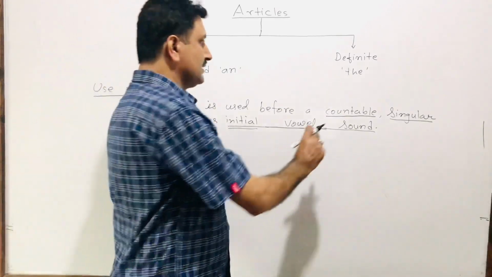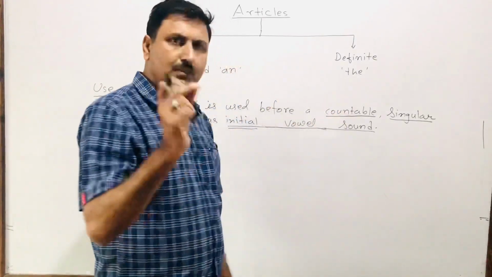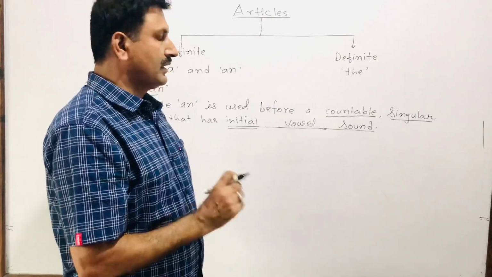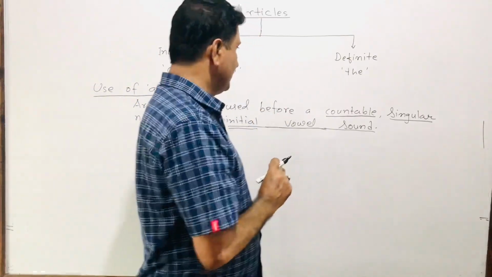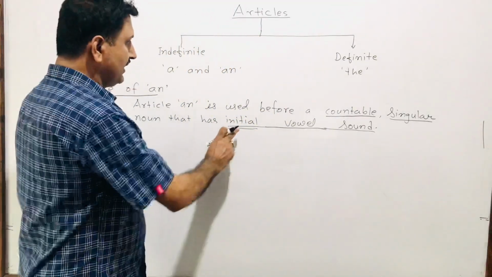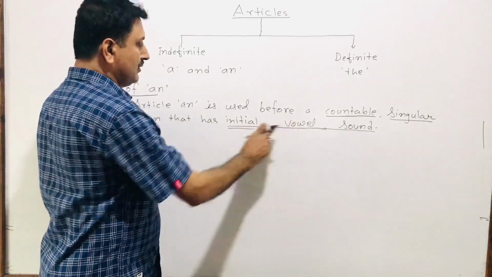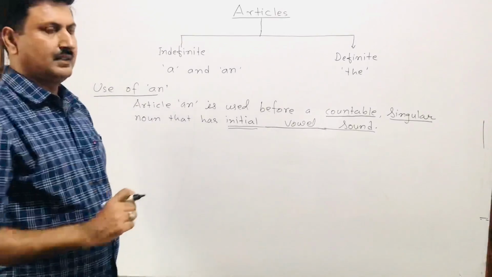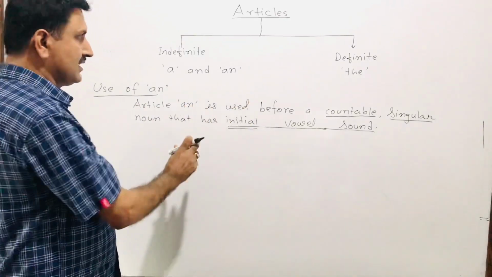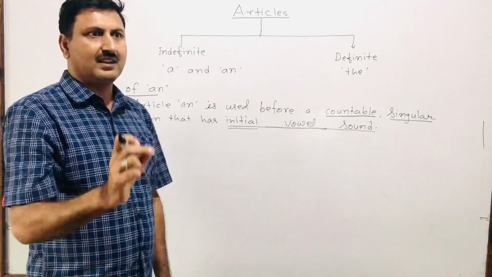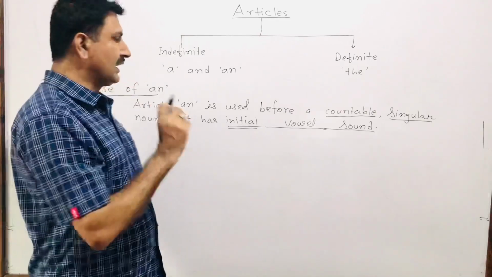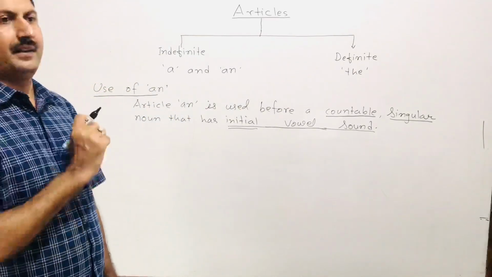Article AN is used before a countable, singular noun that has an initial vowel sound. It also has the same qualities, countable. The noun must be countable. The noun must be singular. But the difference is it must have a vowel sound at the beginning. So if all these three qualities are there in a noun, then we can use article AN. Let's see.